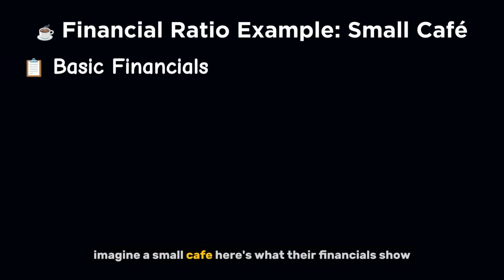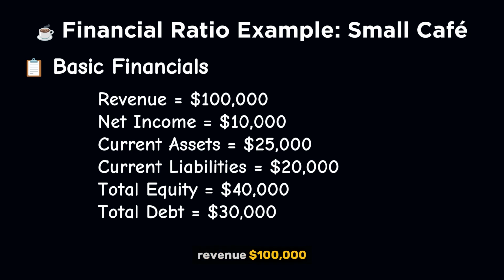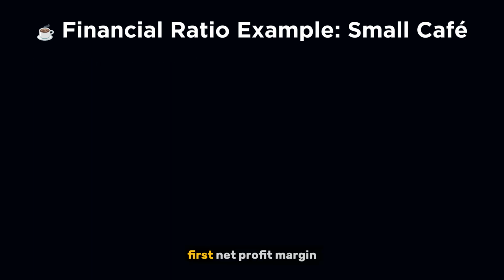Imagine a small cafe. Here's what their financials show. Revenue, $100,000. Net income, $10,000. Current assets, $25,000. Current liabilities, $20,000. Total equity, $40,000. Total debt, $30,000.